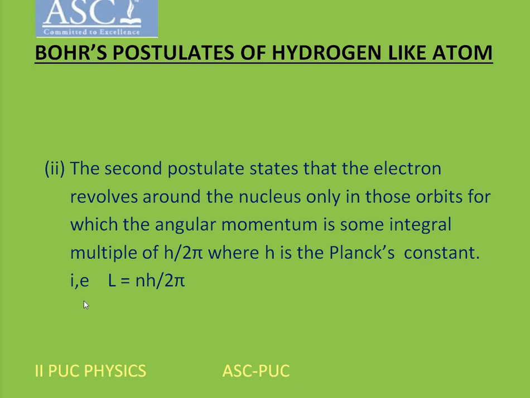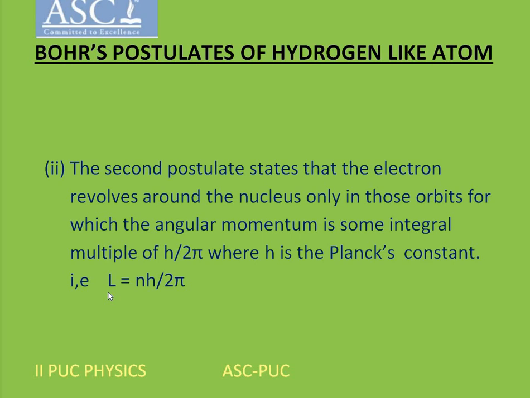Now, the second postulate. This postulate states that the electron revolves around the nucleus only in those orbits for which the angular momentum is some integral multiple of h by 2 pi, where h is Planck's constant, that is L is equal to nh by 2 pi. Bohr's second postulate defines the stable orbits.